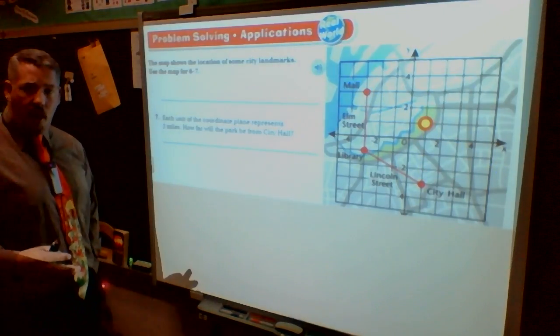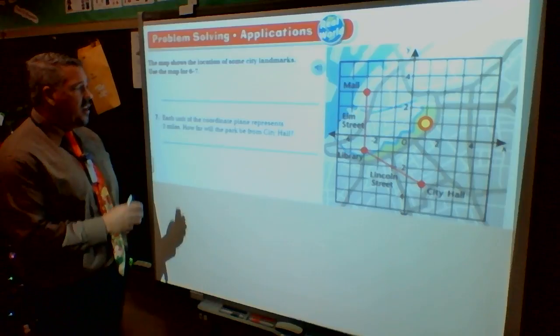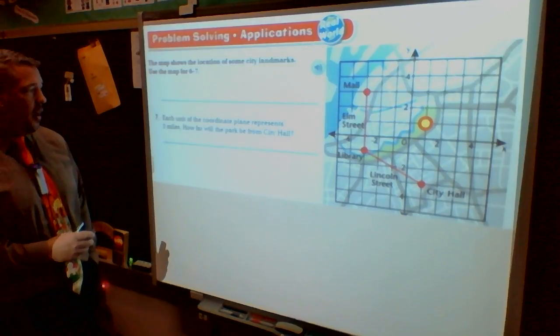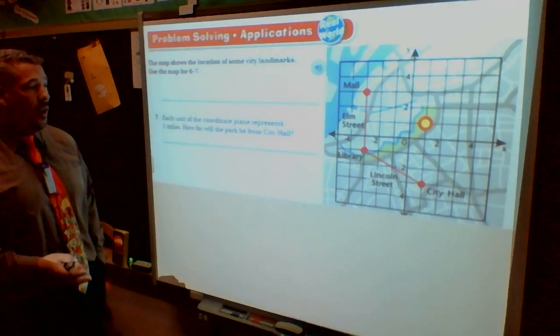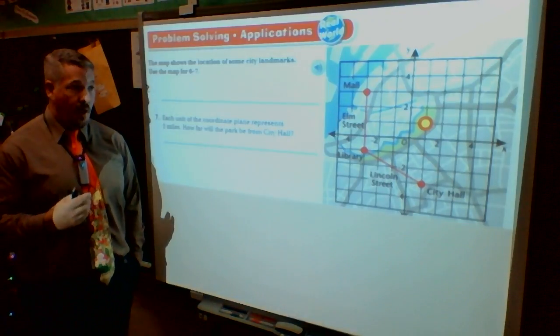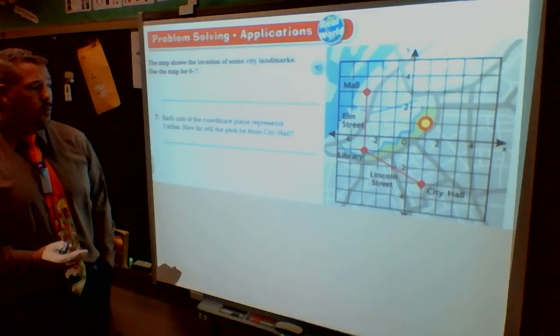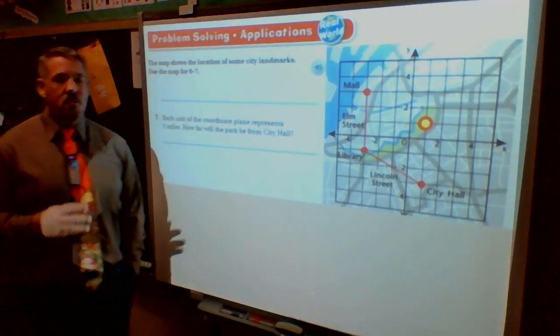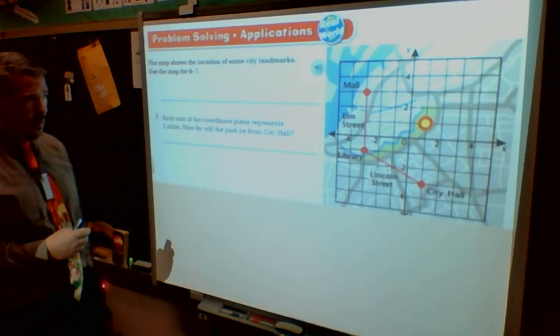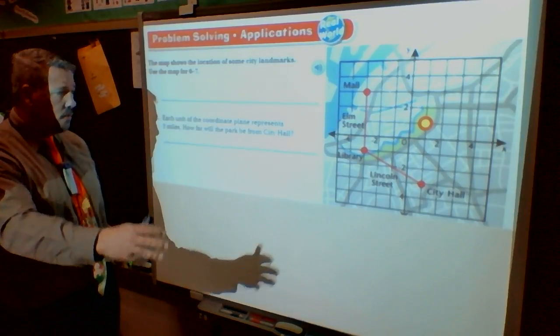Then I go to question 7. It says each unit of the coordinate plane represents 2 miles. How far will the park be from City Hall? So I have to start at City Hall. From City Hall up to the new park, so I changed the color a little bit just so it would show up better, I know that I'm going to (1, 1).